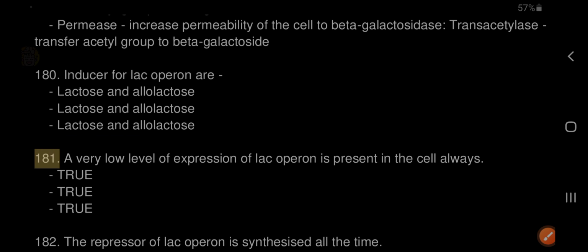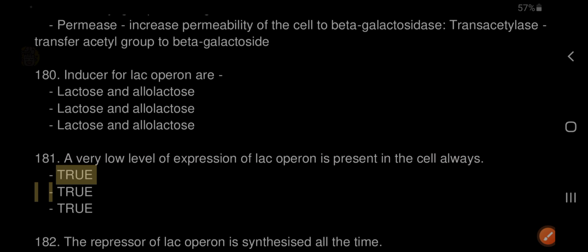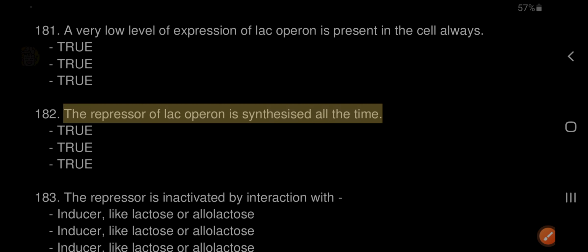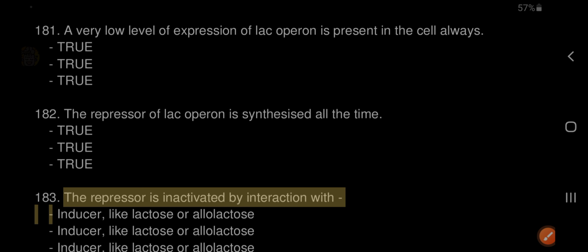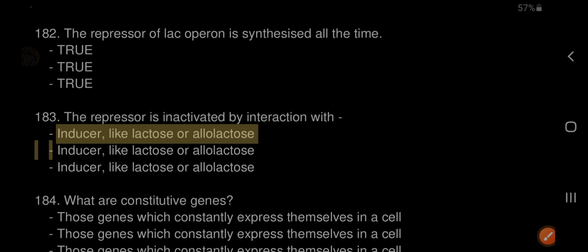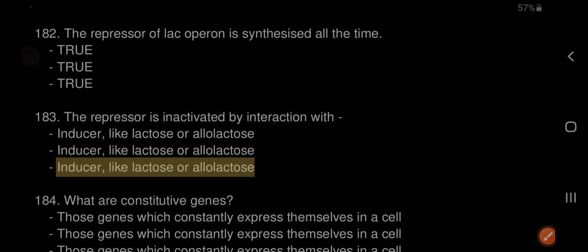181. A very low level of expression of the lac operon is present in the cell always. True. 182. The repressor of the lac operon is synthesized all the time. True. 183. The repressor is inactivated by interaction with an inducer, like lactose or allolactose.